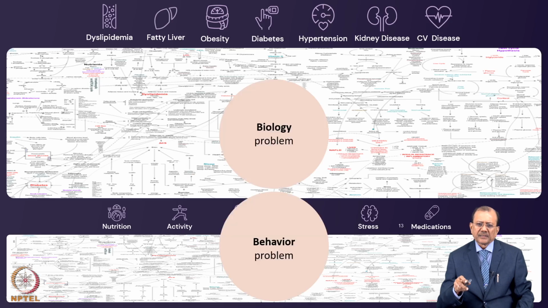Any problem they relate to the combination of a biology problem and a behavior problem. The biology problem is your diabetes, and it is being caused to some extent, as per their studies, by behavior, our lifestyle, the kind of nutrition we are taking, and if we are under stress. So these kinds of parameters are important to be analyzed for any person as per their approach.